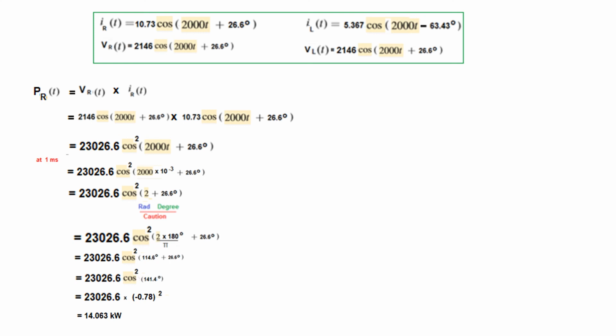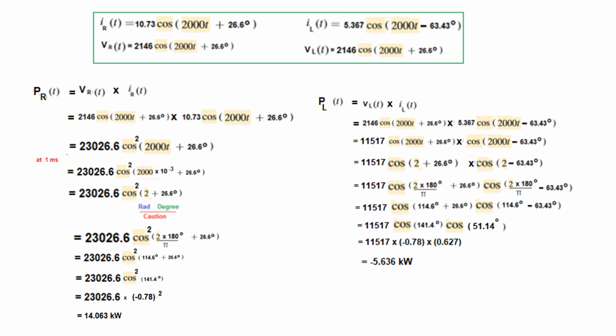Now this is the power consumed by the resistor. In exactly the same way we find the power consumed by the inductor, so VL into IL, plugging in these values and solving in exactly the same manner. Since these 2 are different, we'll keep them separate, and we can find the power to be minus 5.636 kilowatts. I hope you can go through this and find it.